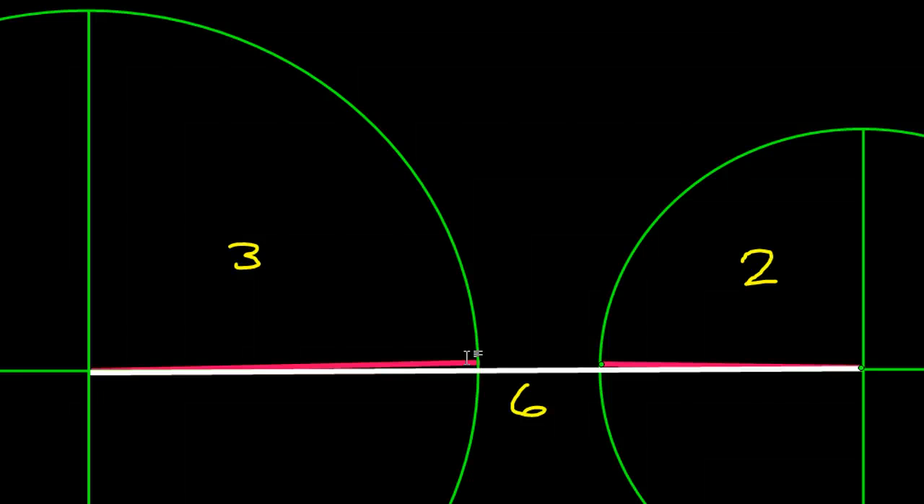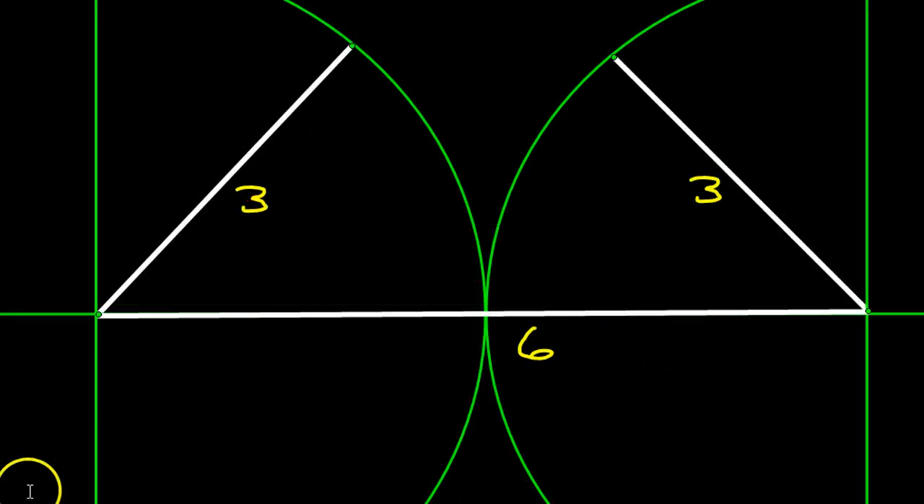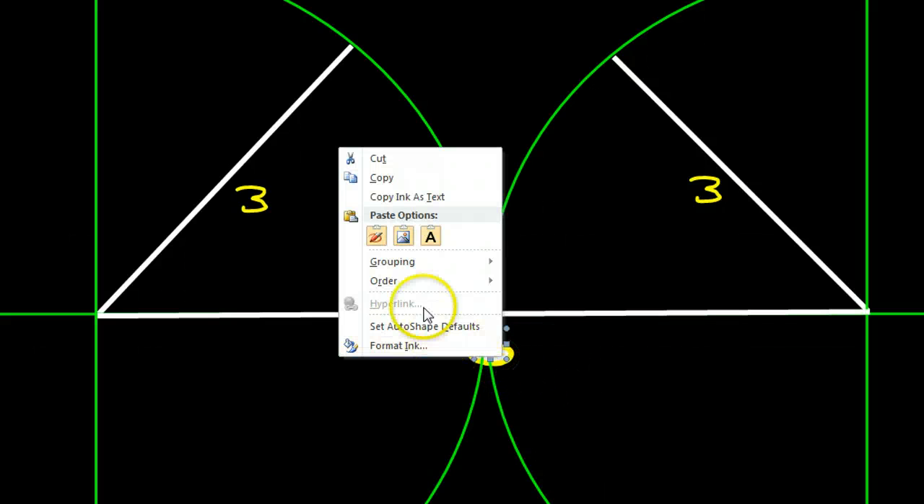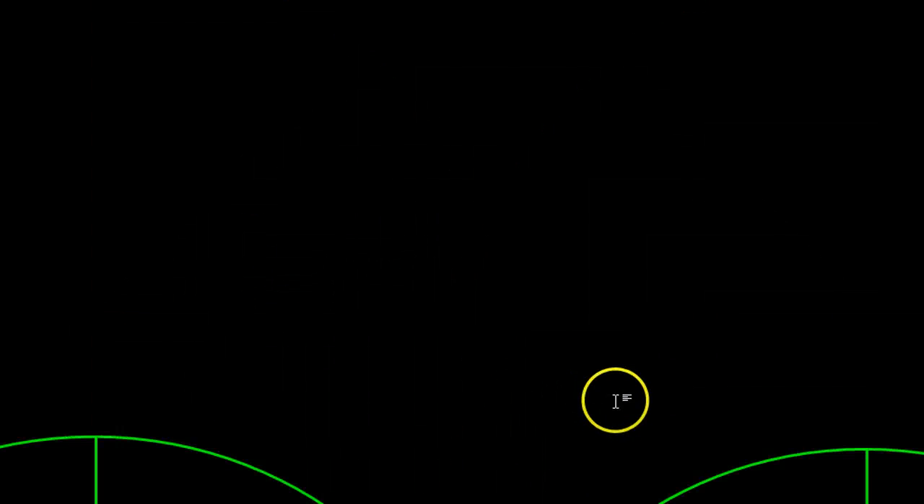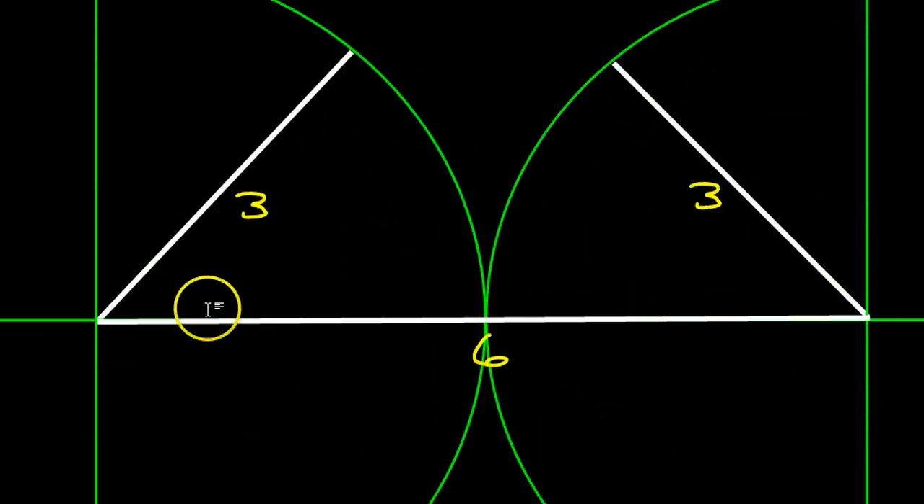What if, instead of 3 and 2, it was 3 and 3 and 6? Okay, what if I extended this? Let me reset a little bit. So I've got a 3 over here, and this was a 2, but what if this was another 3? So that would look like this. Now this middle distance is still 6. Let me bring this to the front for a second, so it's not hiding behind anything. This bottom is still 6, but I've got a 3 over here and a 3 over here.